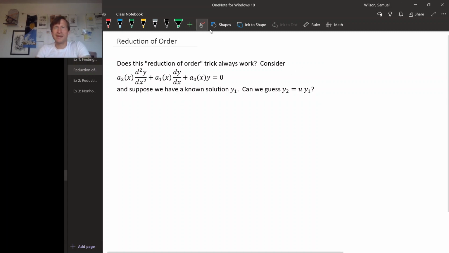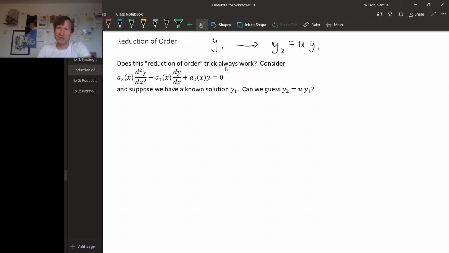So this trick that we did of starting with one solution and then guessing that a second solution should be some function times the first solution, it worked for one particular example. This trick is called reduction of order, and the question is, does it always work? I mean, it seemed like a pretty big coincidence that all of the terms canceled and gave us a nice equation to solve for this unknown function u.